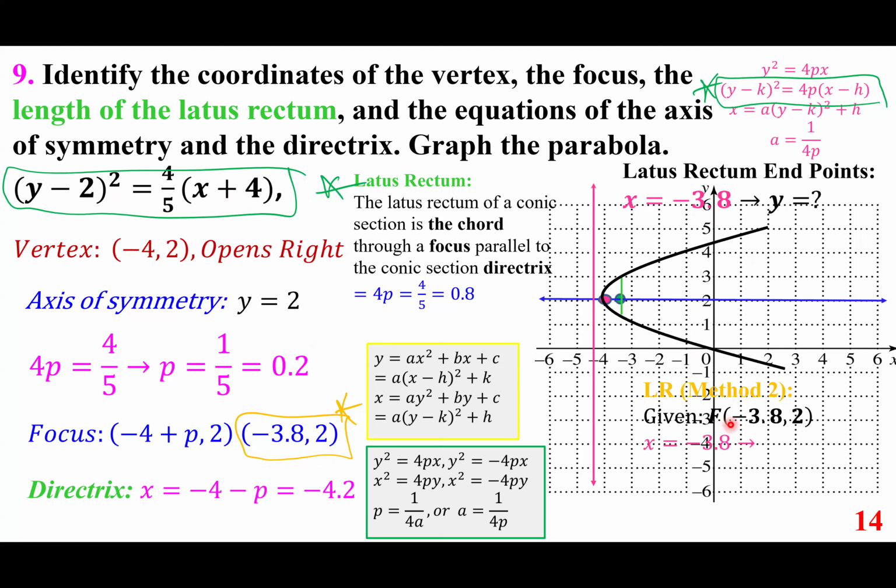But an easier way, given the focus is at negative 3.8 comma 2. So x is negative 3.8 at plus minus 2p. Remember, this is 4p. So we add 2/5 or 0.4. So plus minus 0.4. So 2 plus 0.4 is 2.4. 2 minus 0.4 is 1.6. And those are the coordinates of those 2 points. So negative 3.8, 1.6, negative 3.8, 2.4. Those are the coordinates.